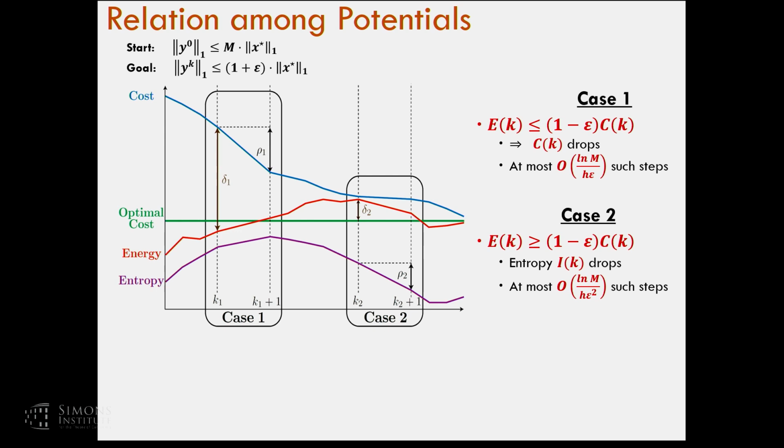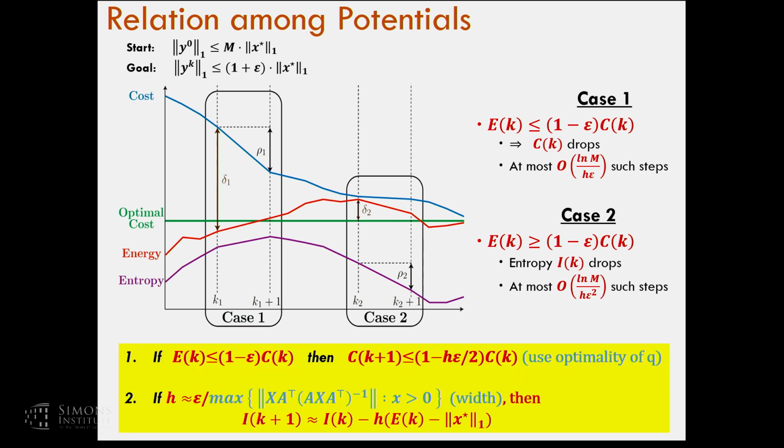These are the two cases. Let me tell you the two things that you need to prove. In the first case, all we need to use is the fact that the vector Q is this optimal vector in the sense of least squares, the vector that minimizes the least squares with respect to the current weights.